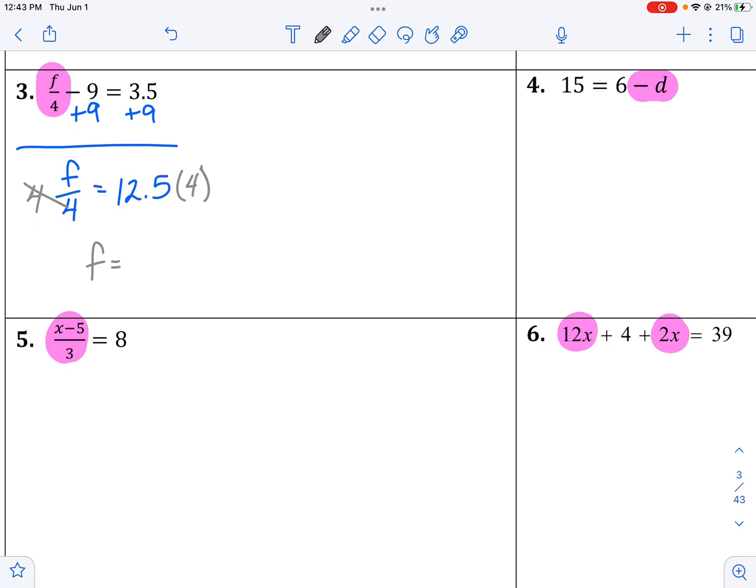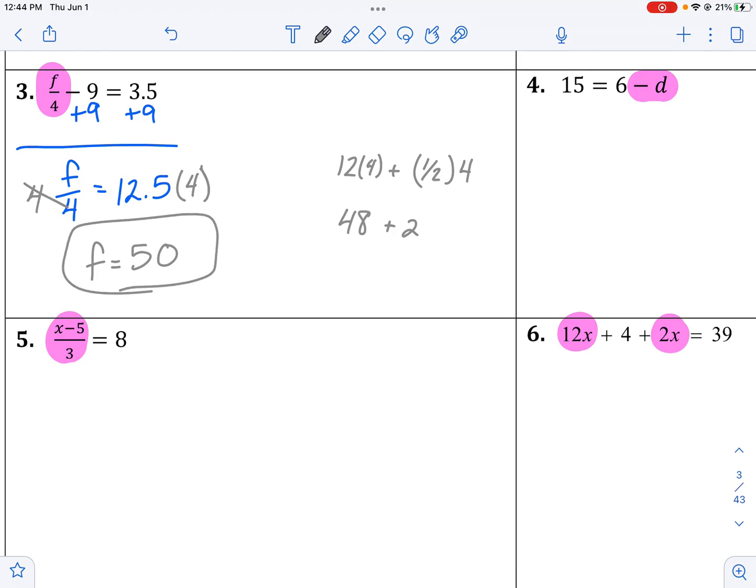So f equals, and here's another mental math tip for you, 12 times 4 is 48. Half of 4 is 2. So if I have 12 and a half, and I multiply each part by 4, I get 48 plus 2, which is 50.